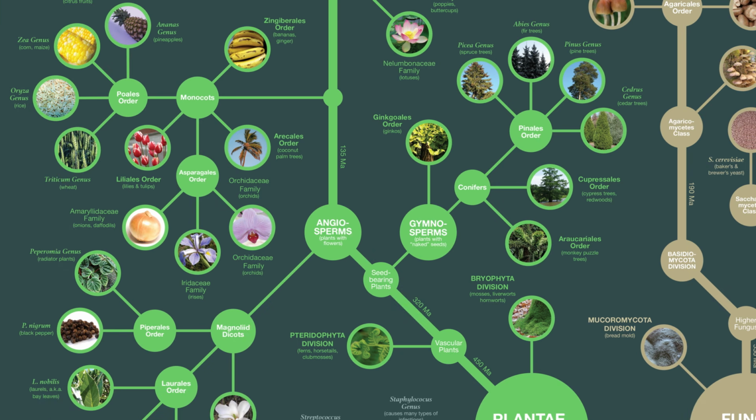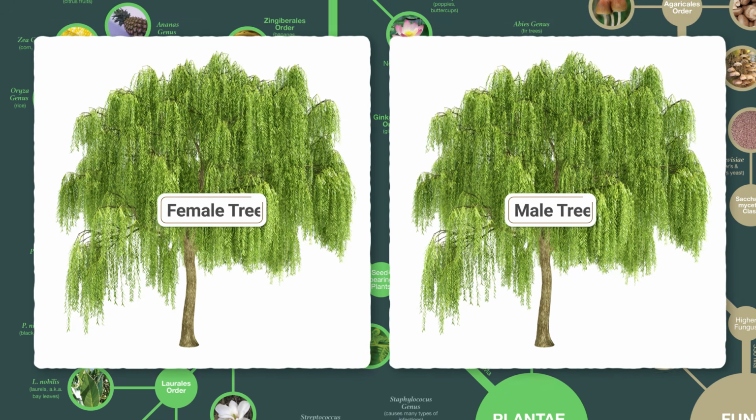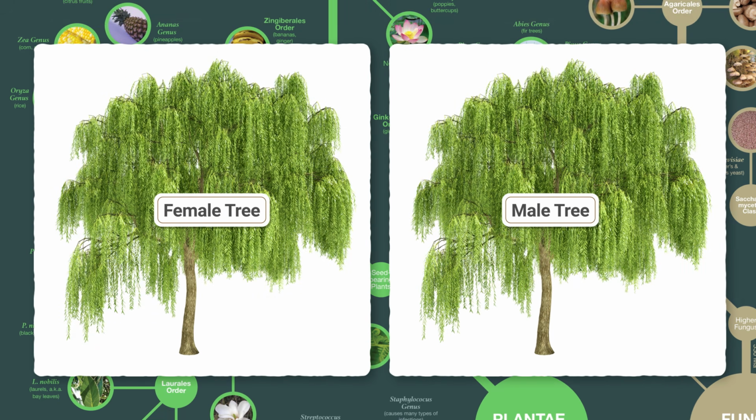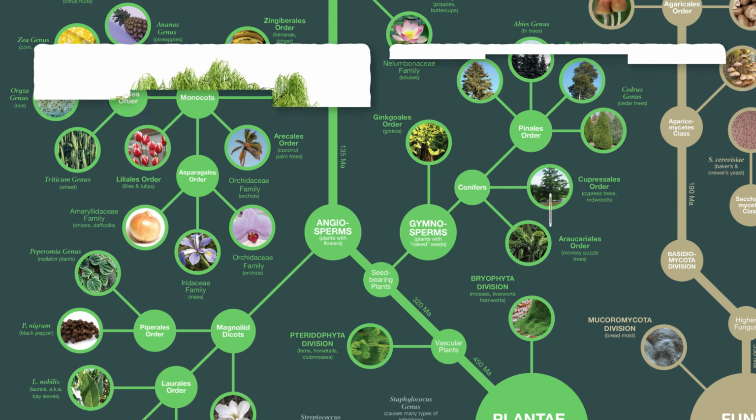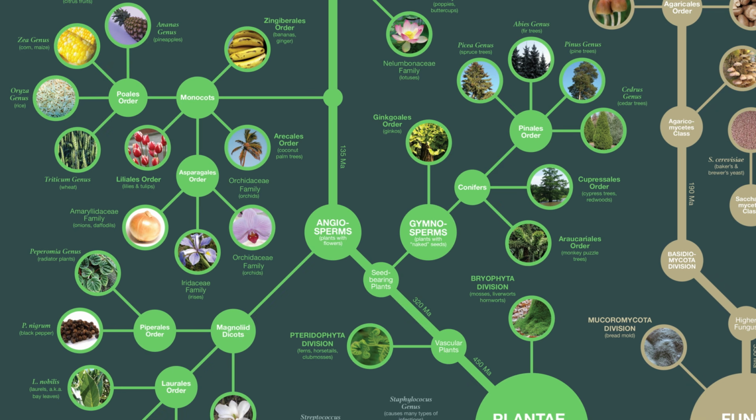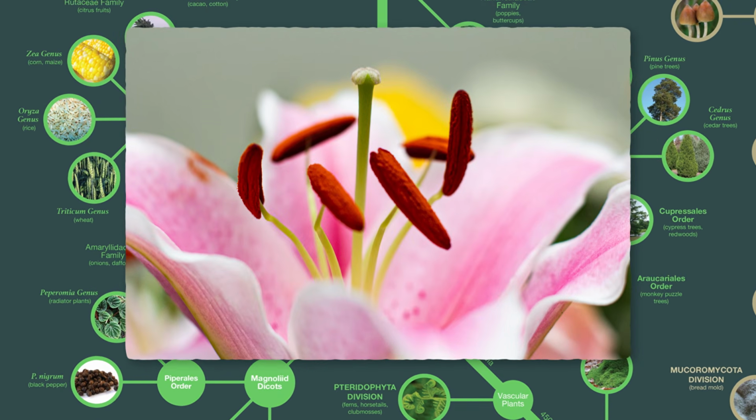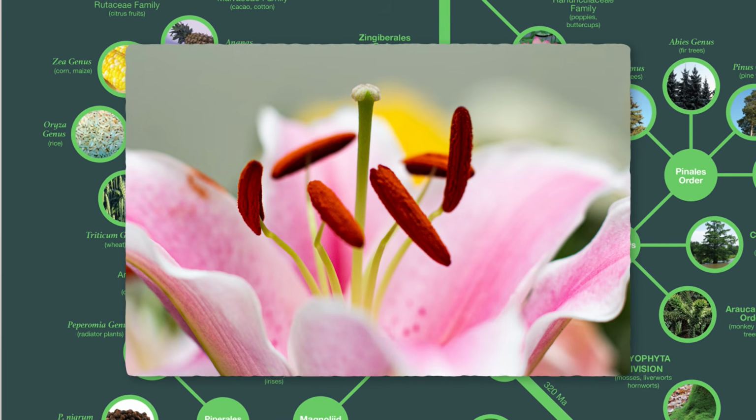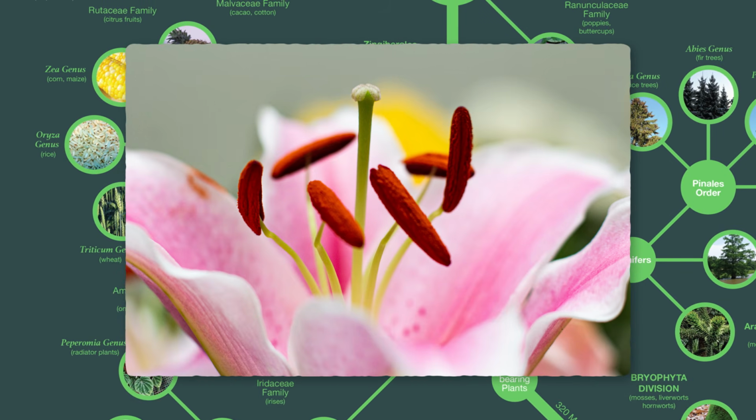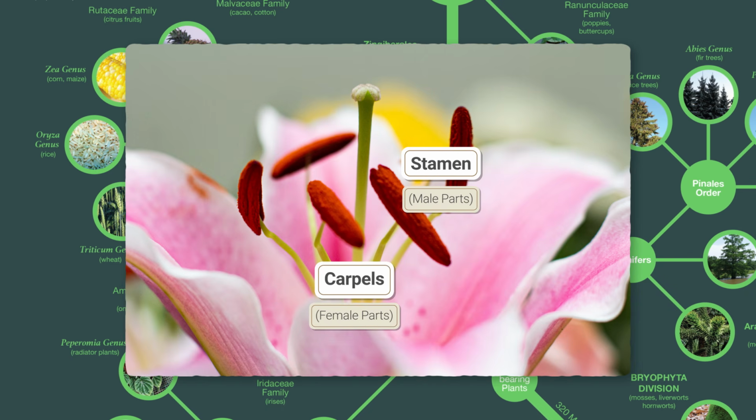Now, there are actually two other ways that seed-bearing plants can reproduce. For example, most willow trees are either male or female. So in this case, some trees produce only male flowers and others produce only female flowers. But it's actually the final way that is used by most angiosperms. Most angiosperms produce just one type of flower, but that flower is both male and female at the same time. Sometimes called perfect flowers, they have both stamen, which are the male parts, and carpels, which are the female parts.